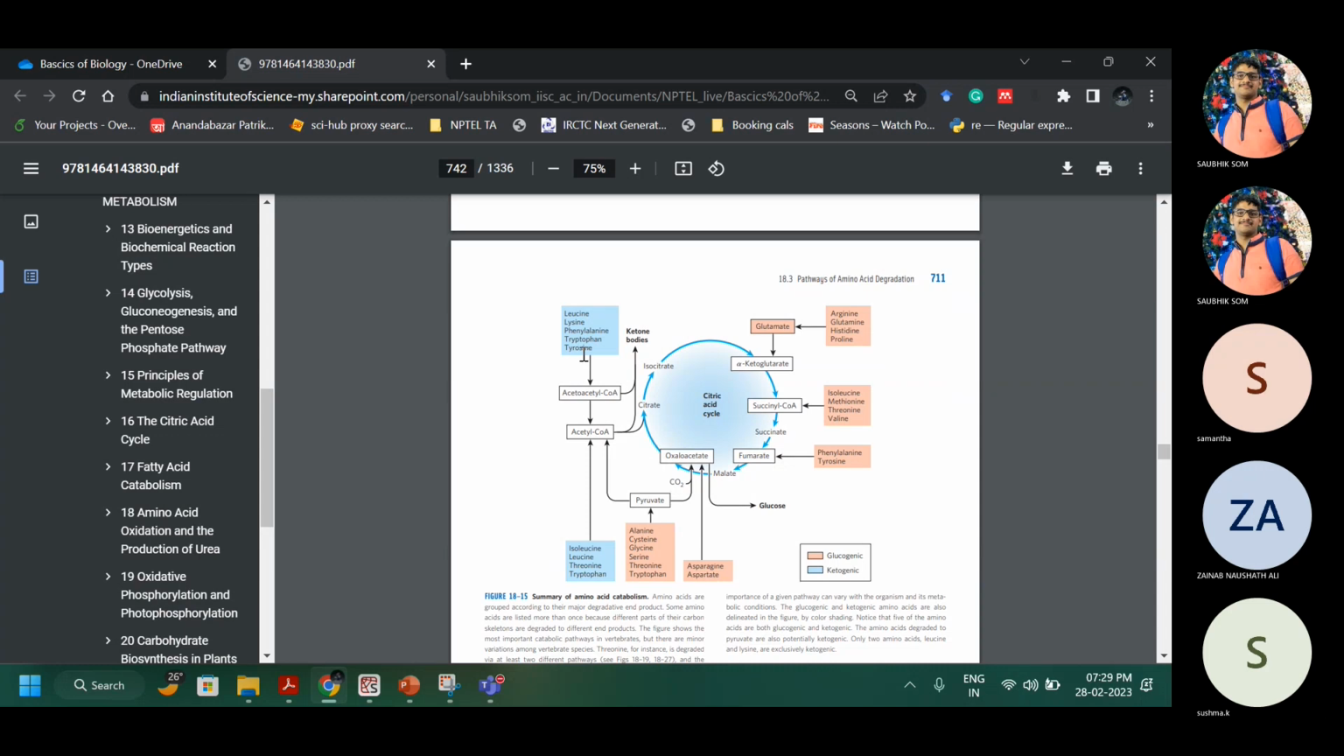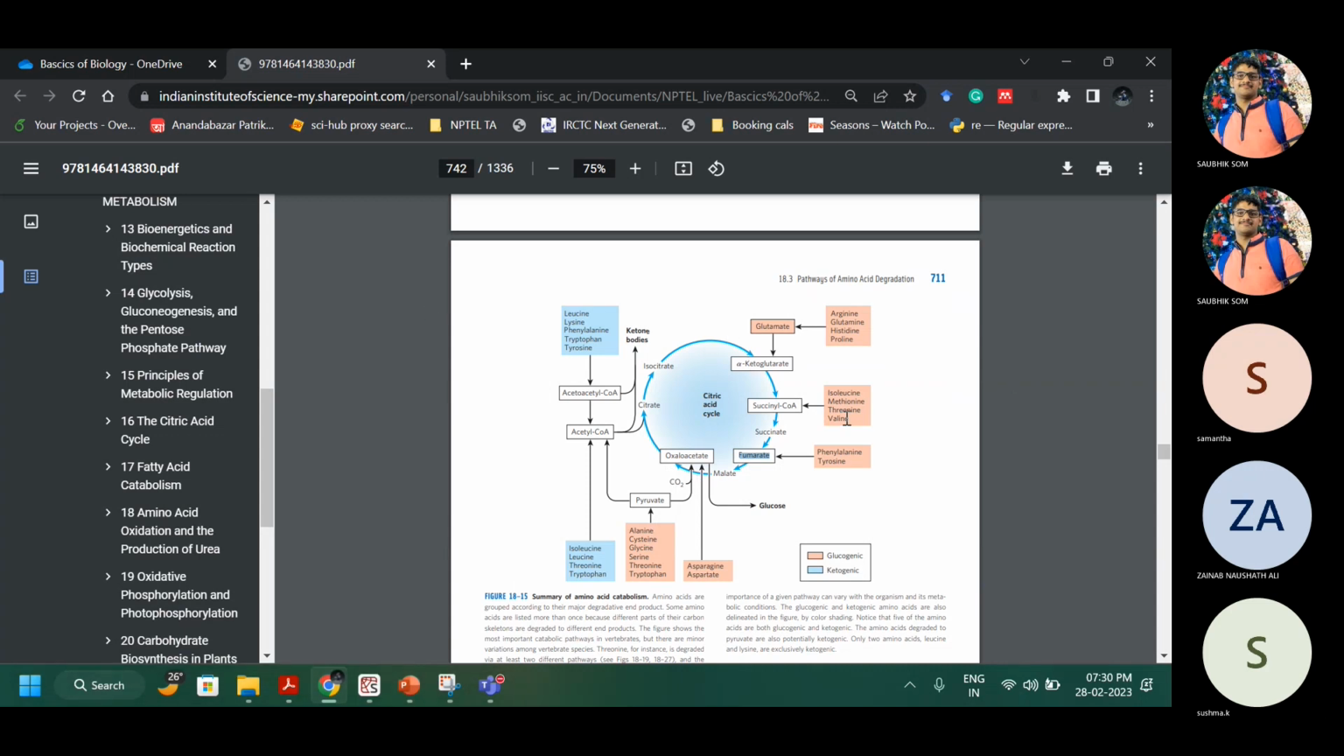So these particular amino acids can be ketogenic, and some are on the boundary. As you can see, some of them are common to both. Phenylalanine can generate ketone bodies, as well as form fumarate to give rise to the glucogenic pathway also. So this was what I was telling.